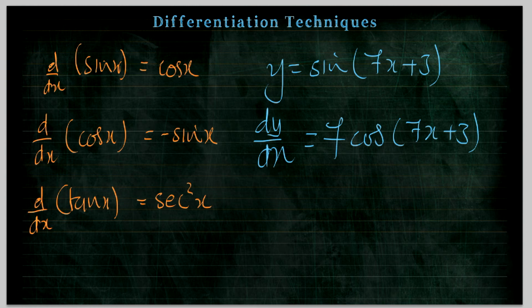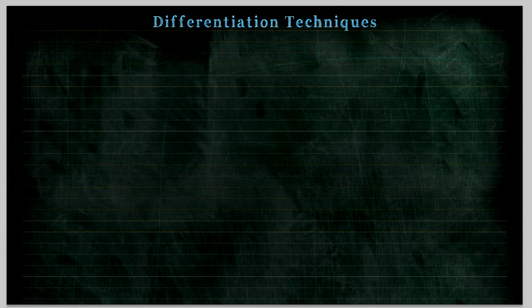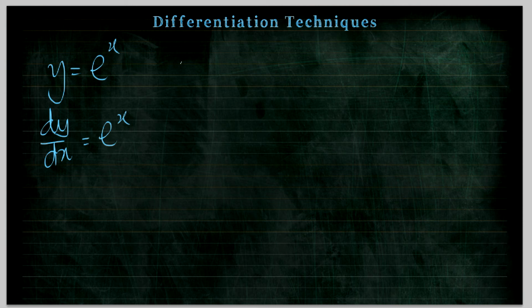Let's move on to exponential functions. Now, you'll already have seen this, I'm pretty sure, in year 12. If y is equal to e to the x, then dy by dx is also equal to e to the x. Now, the same thing will work as in the last lot of examples. So if this is a linear function, all you need to do is multiply by the coefficient of x.